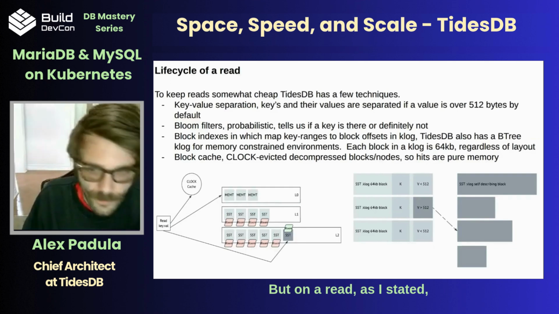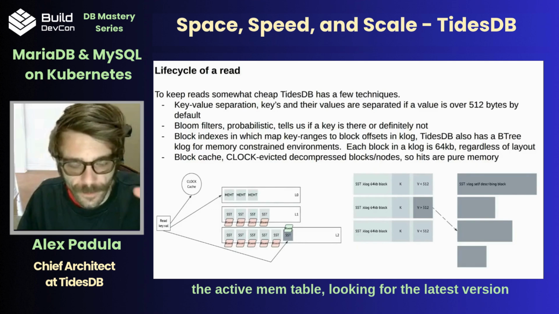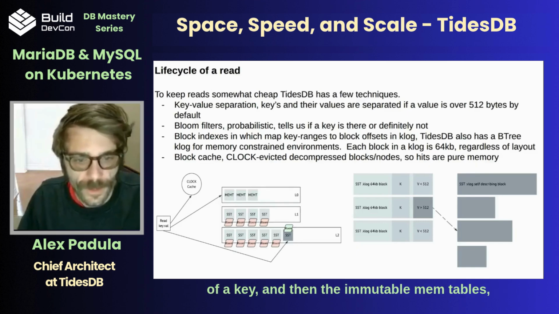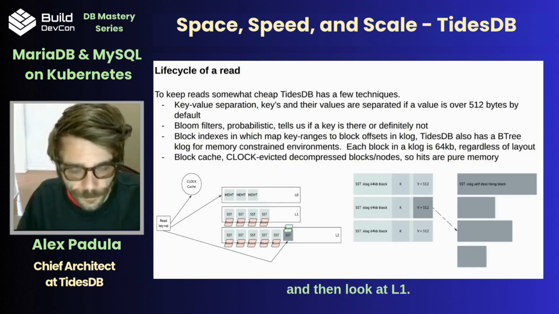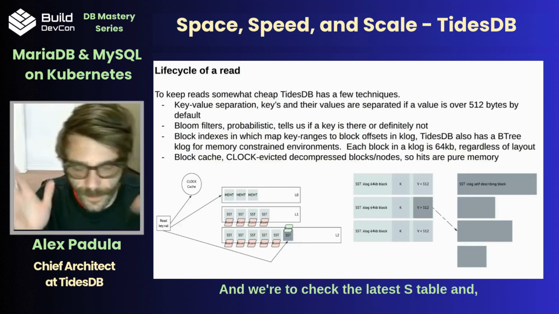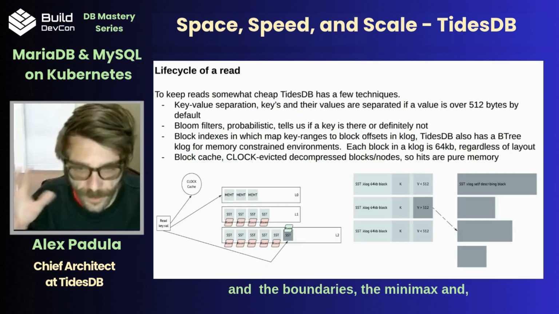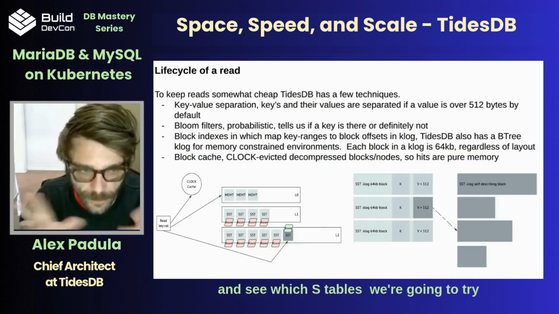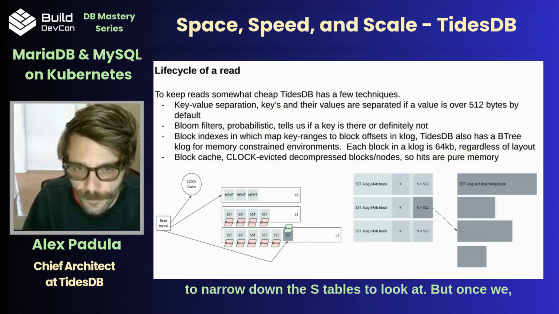But yeah, on a read, as I stated, we're going to read through the active mem table, looking for the latest version of a key, and then the immutable mem tables, and then look at L1. And we're going to check the latest SS table and the boundaries, the min and max, and see which SS tables we're going to try to narrow down the SS tables to look at.